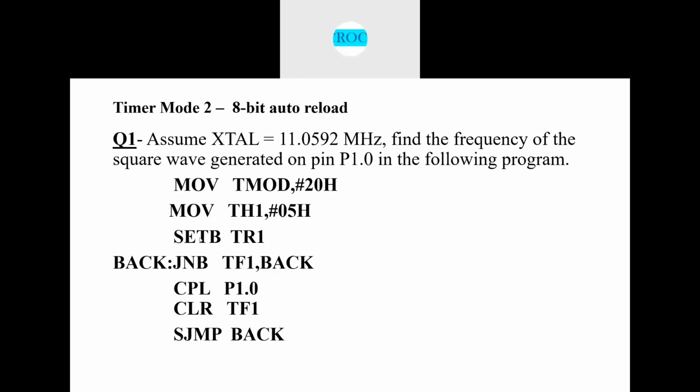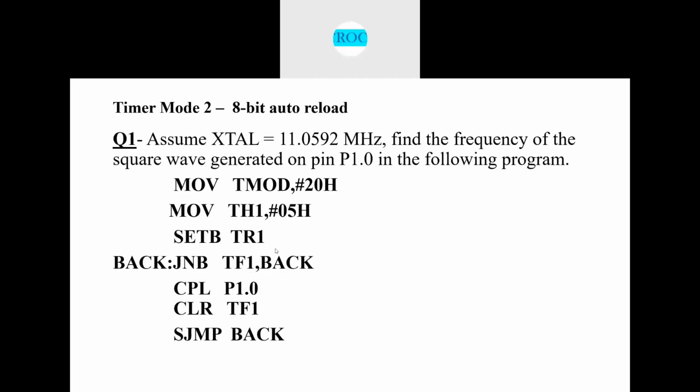Now since the JNB instruction we have here will take 2 machine cycles, it will increase by 2 counts there, right? Now it will JNB TF1, back. It will keep on monitoring the overflow flag till the overflow flag is set. When the TL register has reached 256 counts, the overflow flag is set, and then the TL register will be loaded with the initial count value which is loaded into TH1.